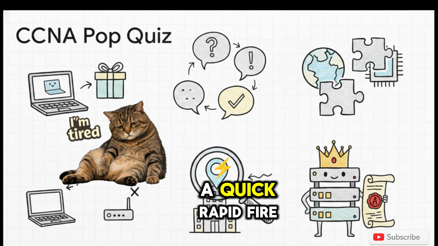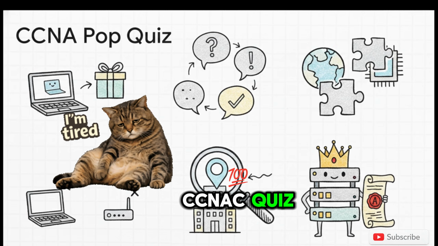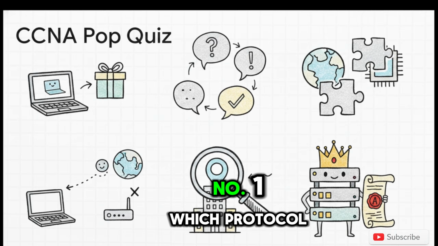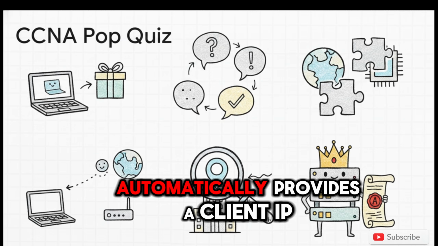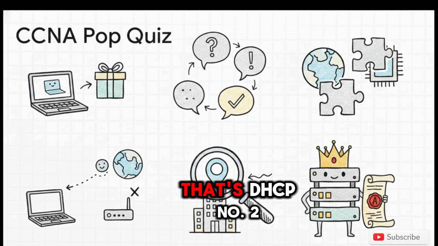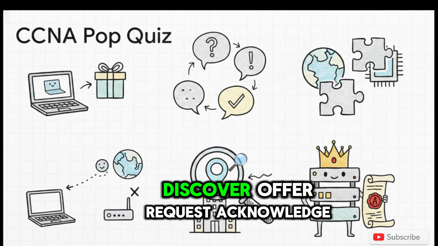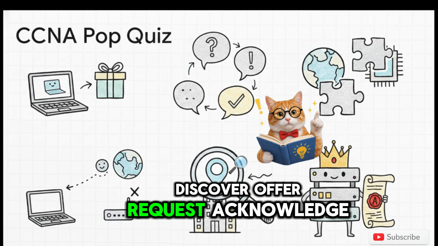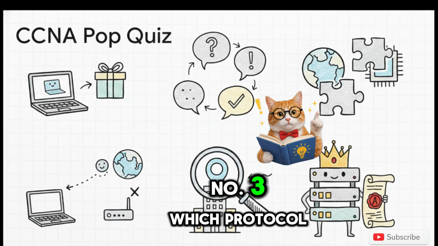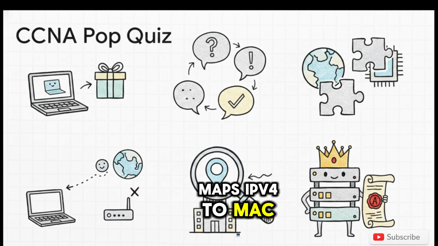All right, time for a quick, rapid-fire CCNA quiz. Let's see if you can beat me to the answers. Number 1, which protocol automatically provides a client IP? That's DHCP. Number 2, what are the 4 DORA messages? Discover, offer, request, acknowledge.